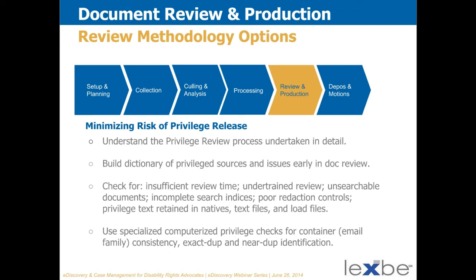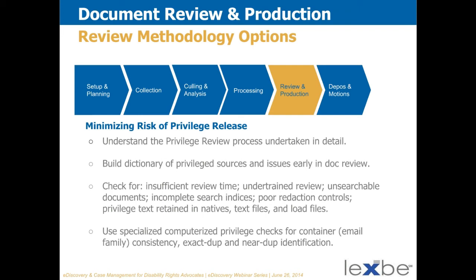One of them is to use computerized tools for privilege check, which we have in our system. What this does is it helps make sure that emails are treated consistently. Once privileged, you have the opportunity to keep everything privileged, and the dupes are identified. So often, with privileged documents, there can be either exact or near dupes, close versions of the documents that are out there.